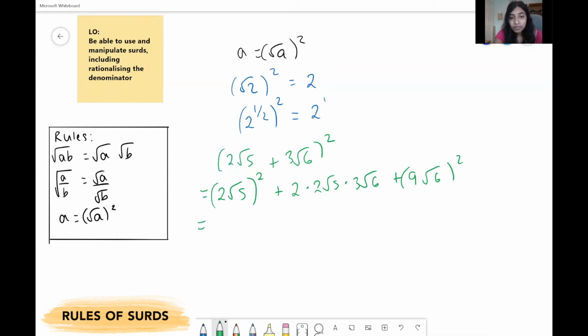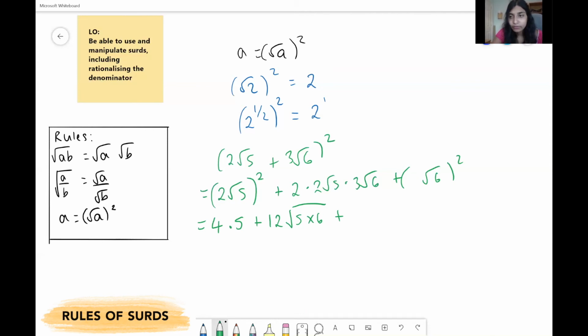So if you take each term in the bracket individually, you start off with 2 squared, that's just 4, and then root 5 squared, using this rule we've just gone through, is equal to 5, so it's 4 times 5. Plus, you multiply all the whole numbers first, so 2 times 2 times 3, that's just 12. And then you do root 5 times root 6, and using the first rule, root 5 times root 6 is just equal to the root of 5 times 6.